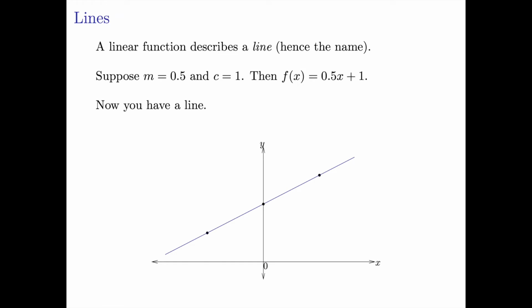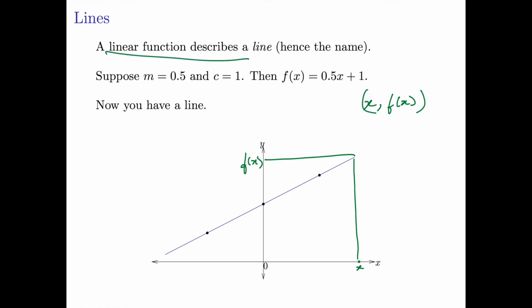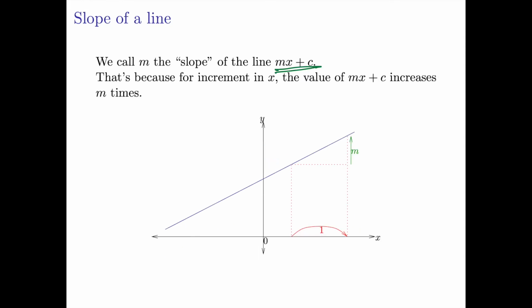In fact, for every possible value of x, we could have calculated f of x. So when we mark all the points, x and f of x, we get a straight line. And that's why linear functions are called that, because linear functions represent lines. When we look at this line, it's angled upwards in some sense, and that's what we call the slope of the line. If you take any linear function of the form mx plus c, m is what determines how steep this line is. And so m is called the slope of the line.